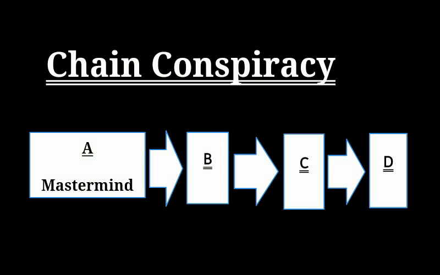Look at the diagram. For example, A, the mastermind, transfers money to B. B buys arms and transfers them to C. C transfers those arms to D. D hires another person for a terrorist attack. Here, all the conspirators are equally liable.